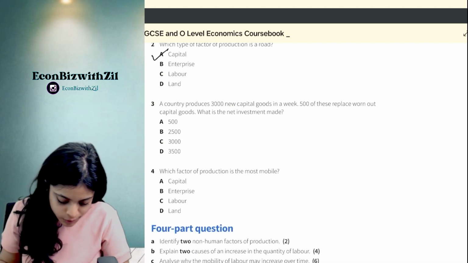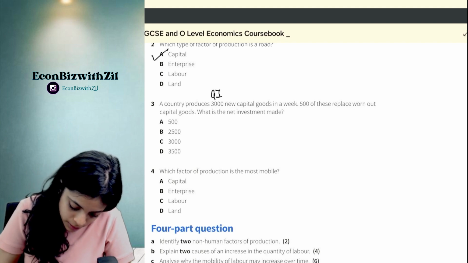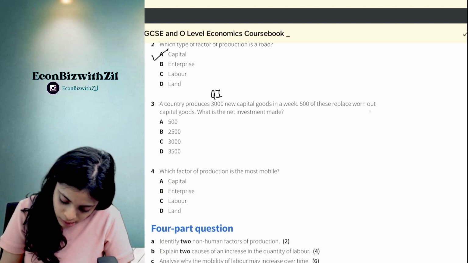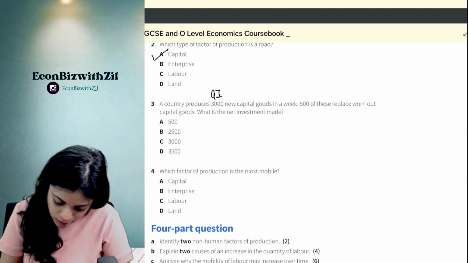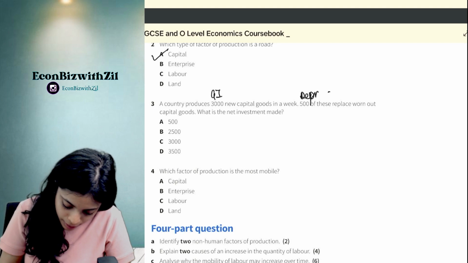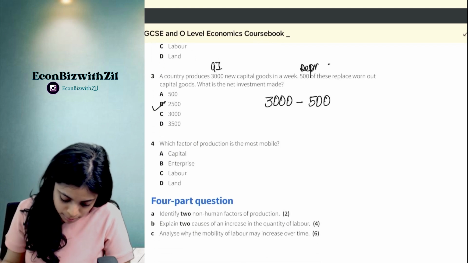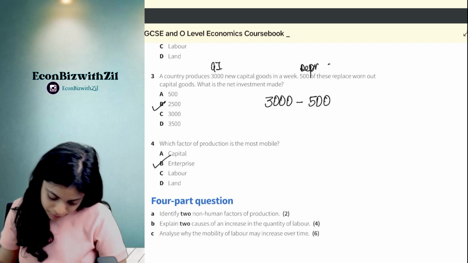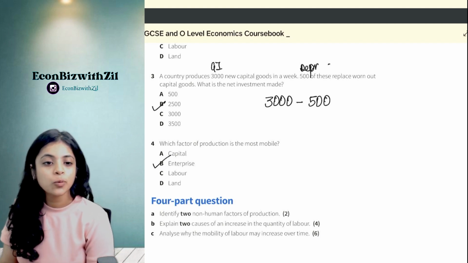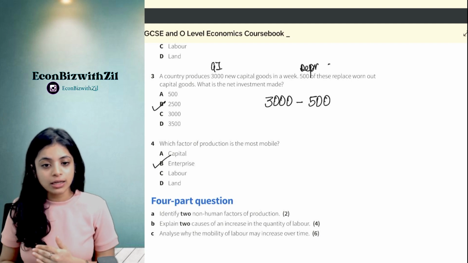A country produces 3,000 new capital goods in a week. So this is your gross investment, and 500 of these replace worn out capital goods, which is your depreciation. So thereby it's nothing but 3,000 minus 500, which is 2,500. And which factor of production is most mobile? It's your enterprise.